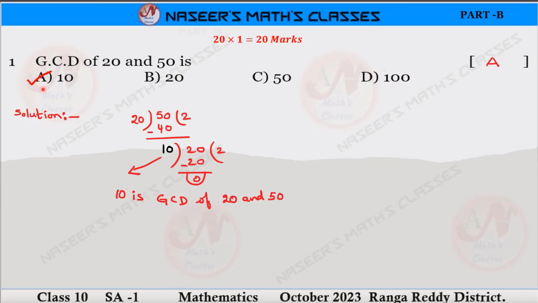Now we are going to solve part B. First one, GCD of 20 and 50. So the two numbers are 20 and 50. To find the GCD we have to divide 50 by 20. 20 twos are 40, remainder is 10. Now we divide 20 by 10. 10 twos are 20. We get the remainder 0. Then 10 is the GCD of 20 and 50. So option A is the correct answer.